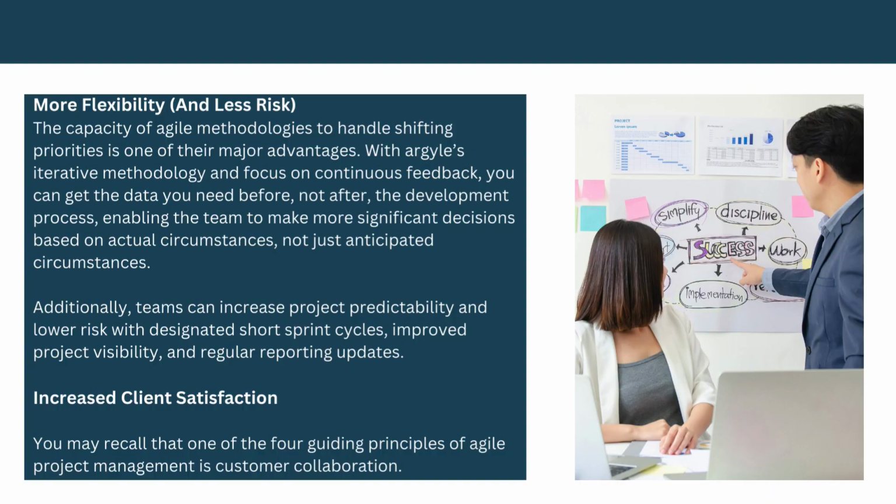More flexibility, and less risk. The capacity of Agile methodologies to handle shifting priorities is one of their major advantages. With Agile's iterative methodology and focus on continuous feedback, you can get the data you need before, not after, the development process, enabling the team to make more significant decisions based on actual circumstances, not just anticipated circumstances. Additionally, teams can increase project predictability and lower risk with designated short sprint cycles, improved project visibility, and regular reporting updates.